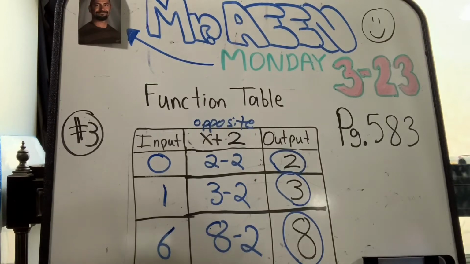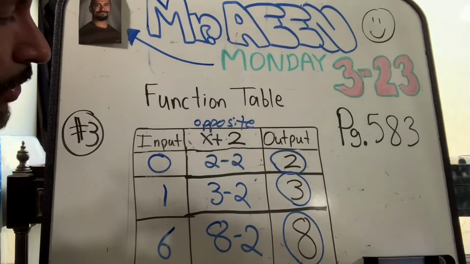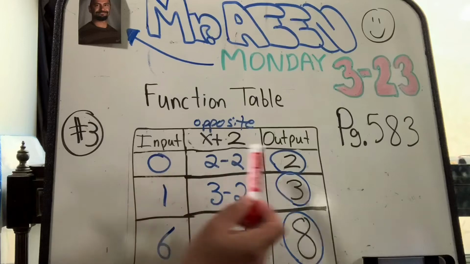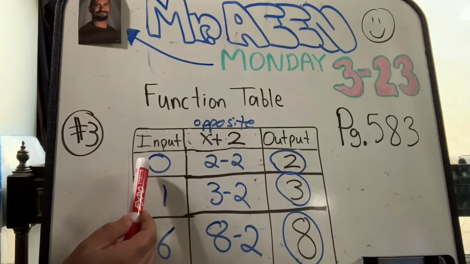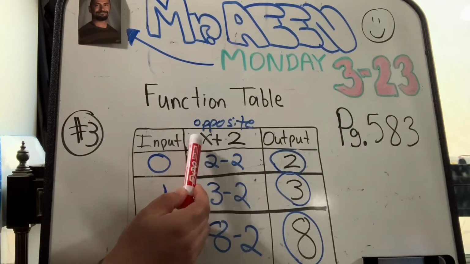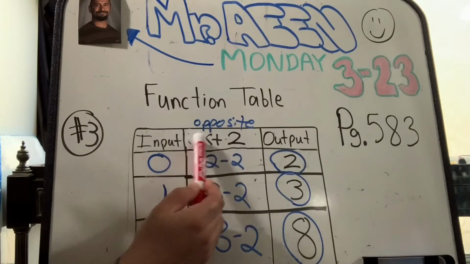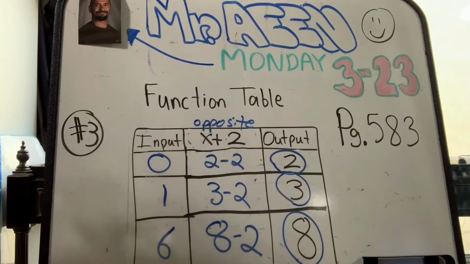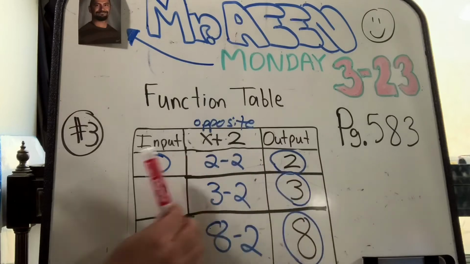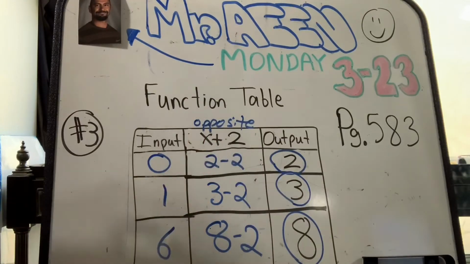Now you can check it to make sure you did it right. All you do is you run the machine normally now. You say, okay, if I put 0 here and I say 0 plus 2, what do I get? 2. So you did it right. What about 1? 1 plus 2, 3. What about 6? 6 plus 2, 8. Okay, so sometimes you have to solve the function tables backwards. Just do the opposite of what the expression says. Inverse operation, okay?